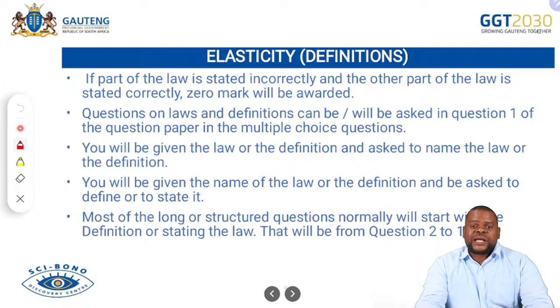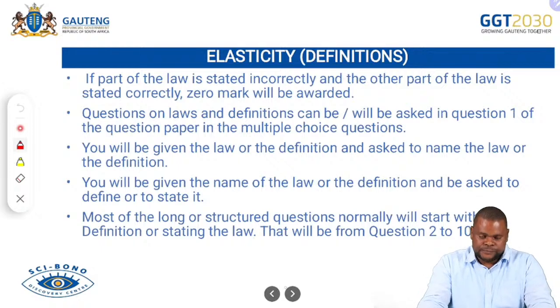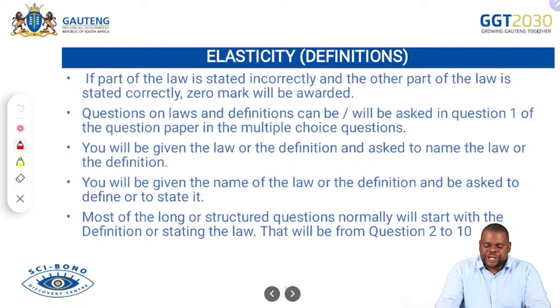The first definition that we'll get is deforming force. What is deforming force? The question that you'll get will be: define deforming force. Then what you need to say is: deforming force is a force which changes the shape and the size of a body. That is how you answer the question. The question will be define the deforming force, and then your response must be deforming force is a force which changes the shape and the size of a body.